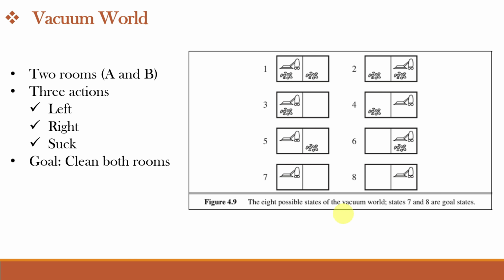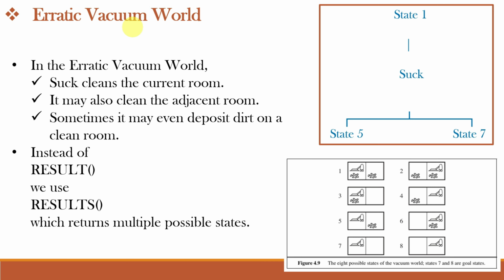Now let us make this environment unpredictable. Now we introduce uncertainty into the vacuum world. Suppose the vacuum cleaner is not perfect. It is erratic. So when it performs the suck action, 3 different things may happen. It may clean only the current room. It may also clean the neighboring room. Or if the room is already clean, it may accidentally deposit dirt. So because of this uncertainty, the action no longer produces only one result.